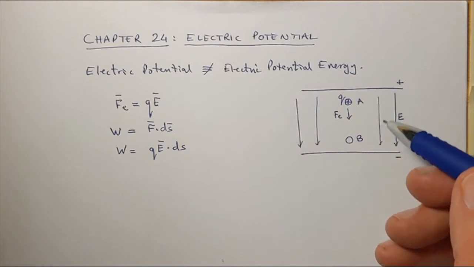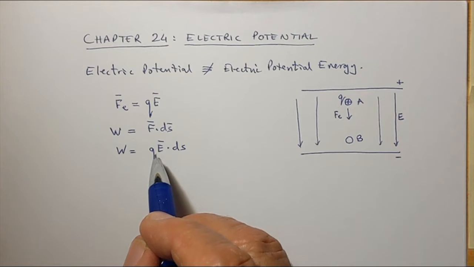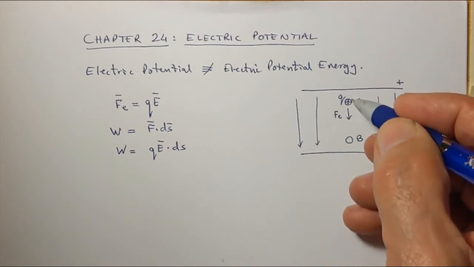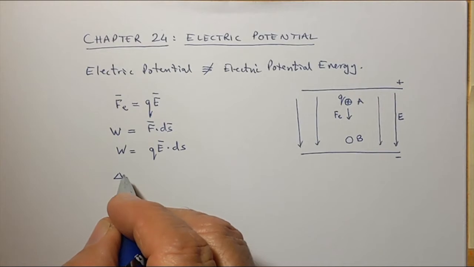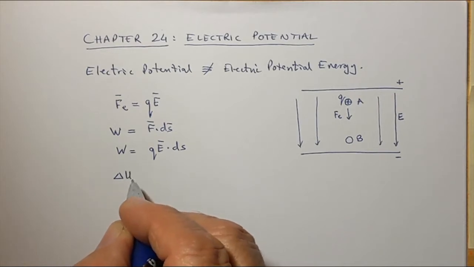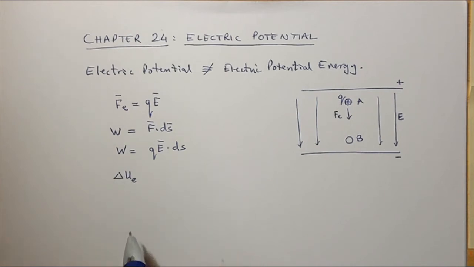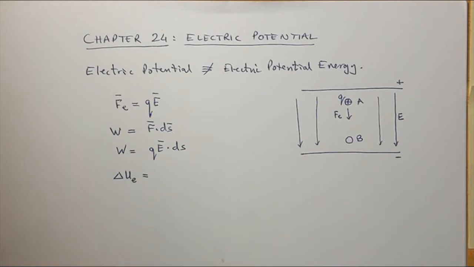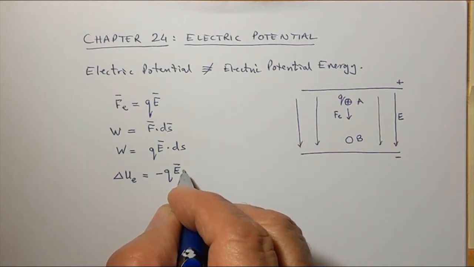Now this work will be done by the electric field on this charge, and what we would now like to do is to find the difference in potential energies, or the loss or gain of potential energies that this object has when it moves from A to B. So we write a delta UE as the electric potential energy, and that will be equal to the negative of the work, so it's going to be minus QE dot ds.